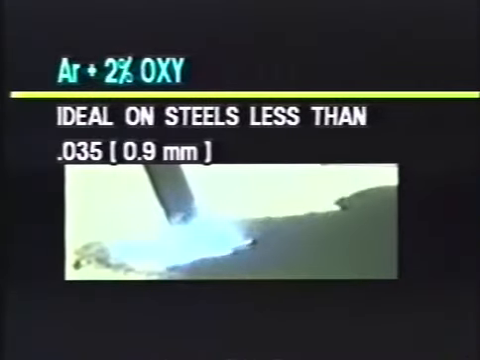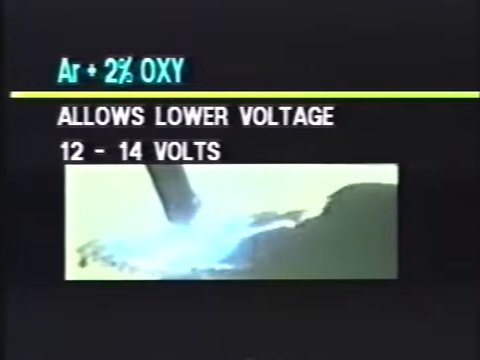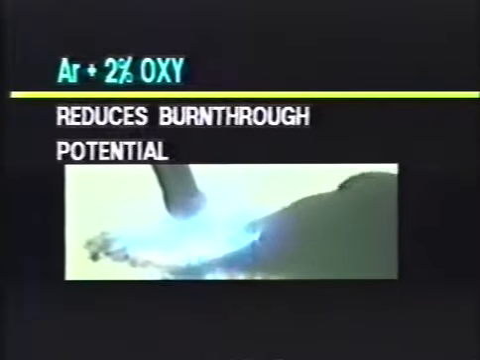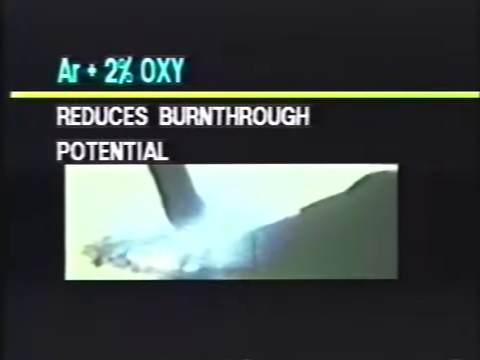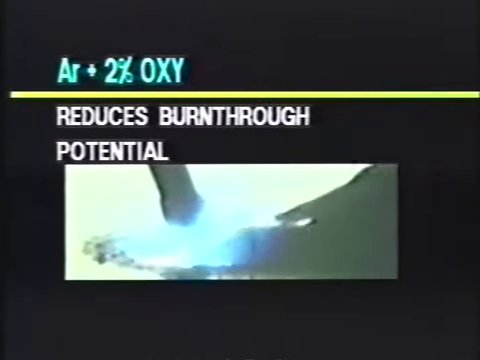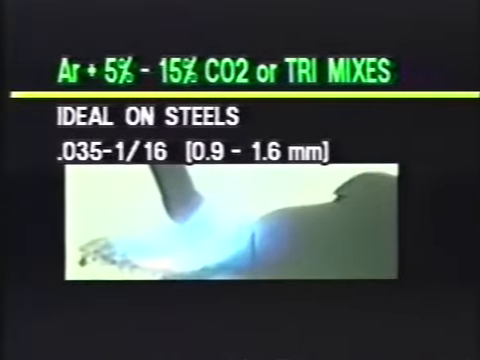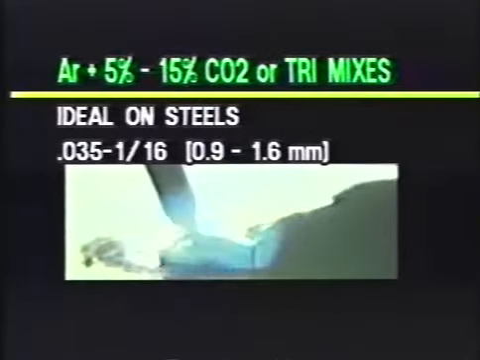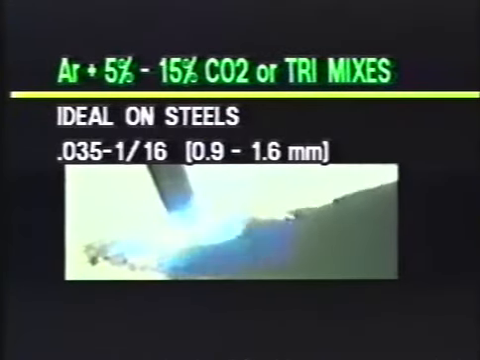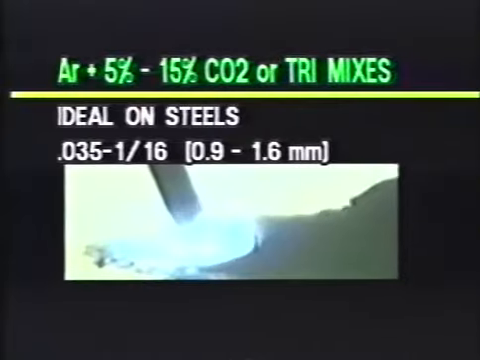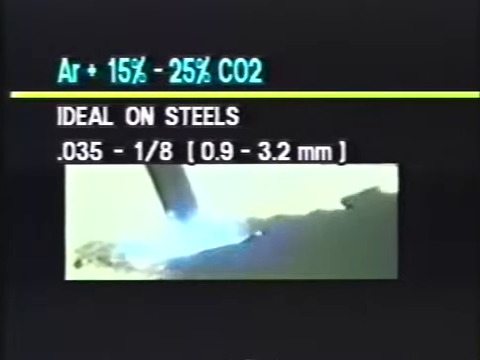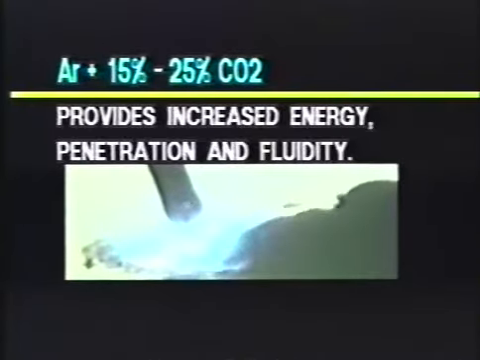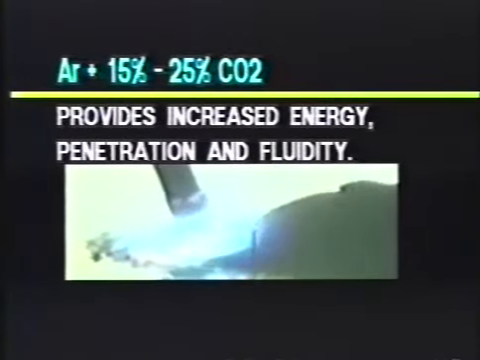On metals less than 035, argon oxygen allows the use of lower voltages, which reduces burn-through potential and minimizes damage to coatings on the opposite side of the material. Remember, the thinner the sheet metal, the less heat it requires from the welding gas. These mixtures provide the required level of arc energy with optimum arc stability. For increased arc energy, a slight increase in reactive gas improves penetration and weld fluidity.